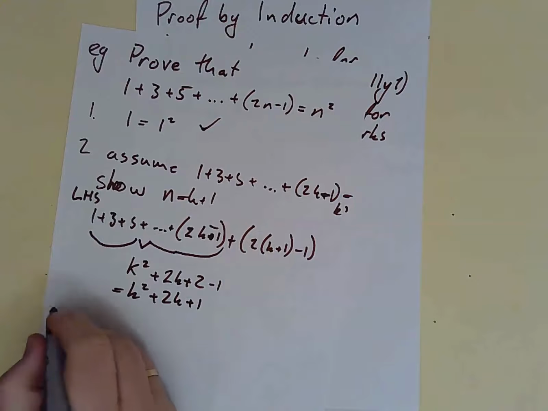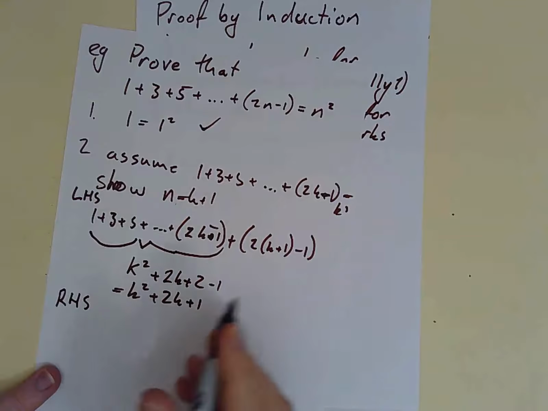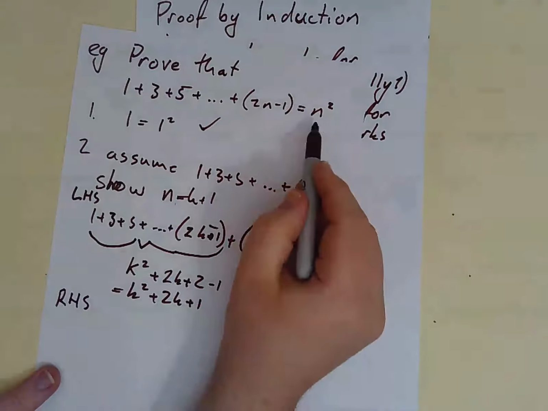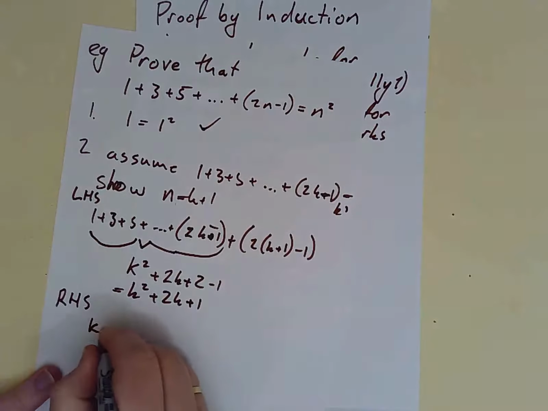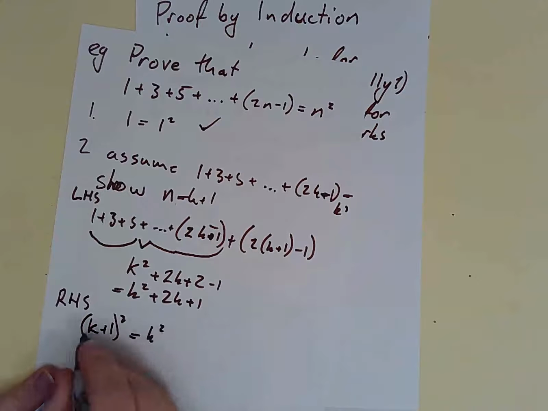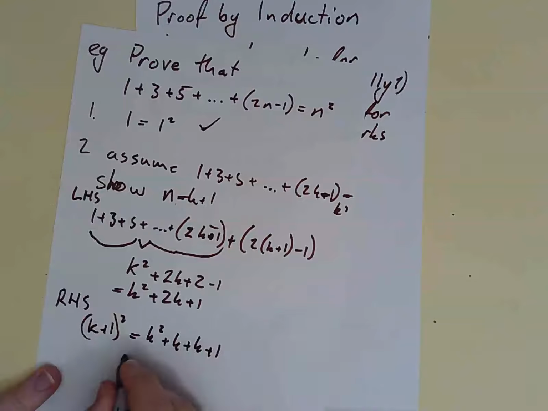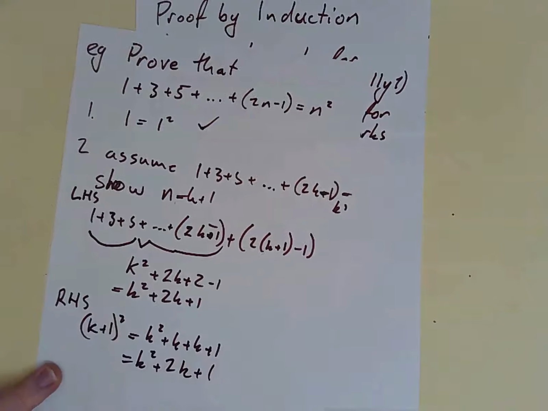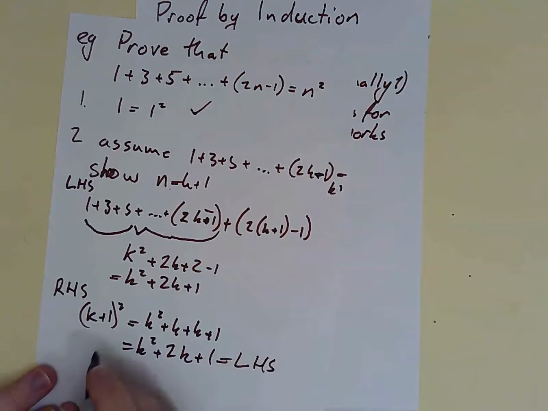Okay, and we want to show that that's equal to our right-hand side when we've got n equals k plus 1. Our right-hand side is n squared, so k plus 1 squared. And if I do that expansion, I get k times k is k squared, k times 1 is k, 1 times k is k, 1 times 1 is 1. And so we say that that is equal to our left-hand side, and we've proven this by induction.